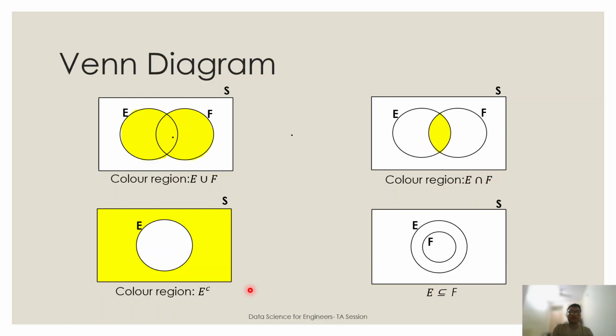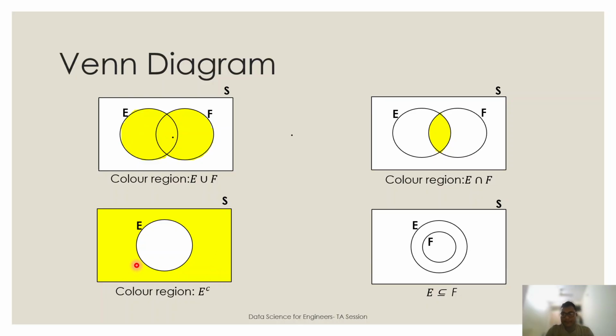Then when someone says E complement, the superscript C represents the complement of a particular event. So the complement of event E means everything other than the event E is called the complement of E. Here the yellow portion is represented. This is my event E, and everything other than E is my complement.